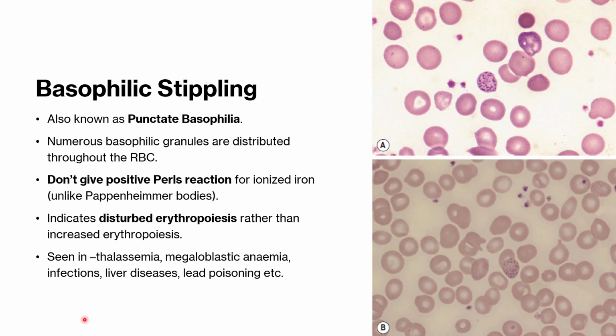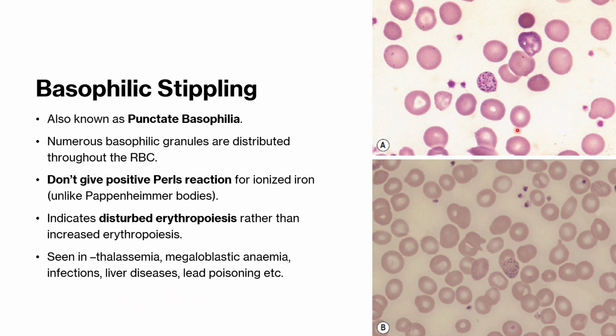So further proceeding on to getting an understanding of basophilic stippling. Basophilic stippling is also known as punctate basophilia, in which in the RBCs you see multiple basophilic granules that have a negative reaction for Perls stain. Perls stain is for ionized iron, and it is positive in case of Pappenheimer bodies. It indicates disturbed erythropoiesis and not increased erythropoiesis. It is seen most commonly in thalassemia, also in megaloblastic anemia, infections, liver diseases, and lead poisoning.